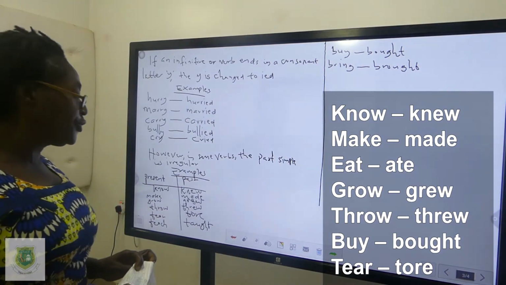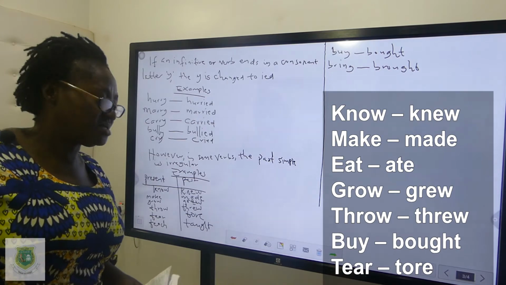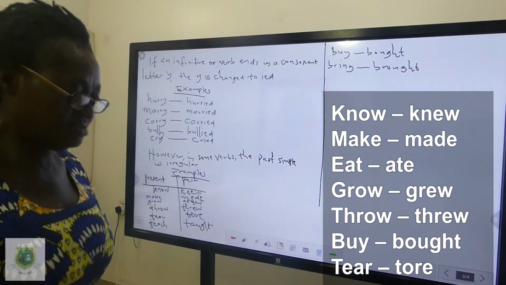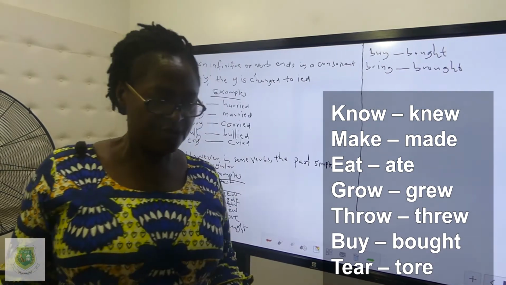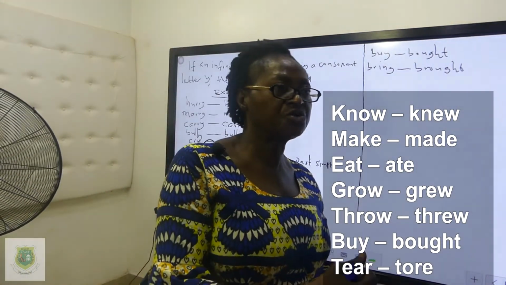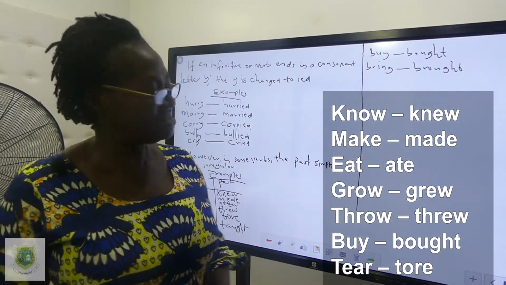So, grew. I grew up in this place. He is growing. I grew up. Past tense of grow is grew. I can grow mango trees. I can grow pepper in my garden. I grew this. Grew.